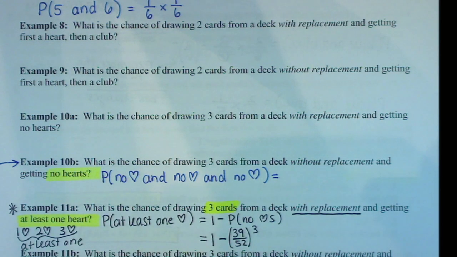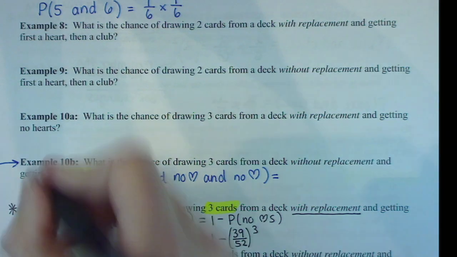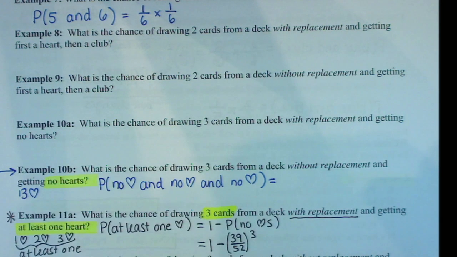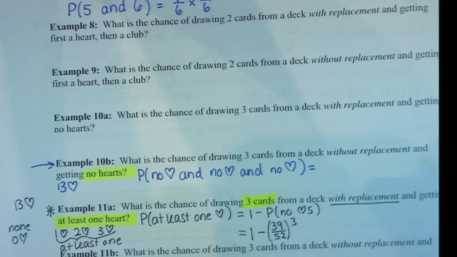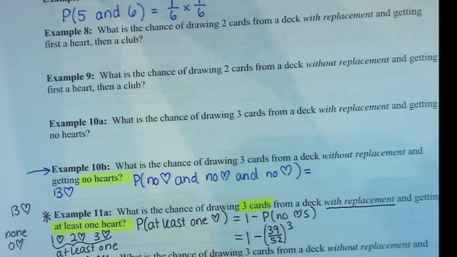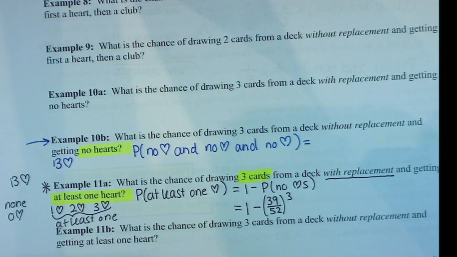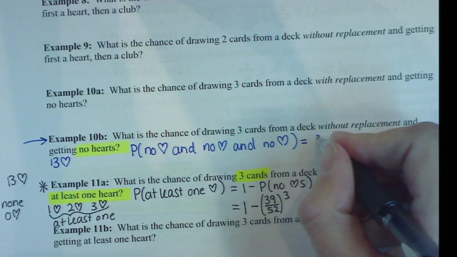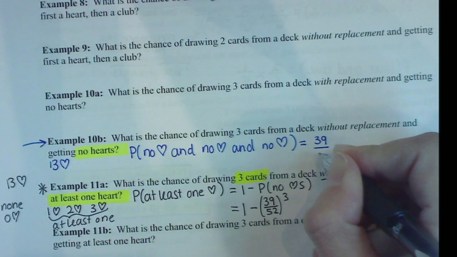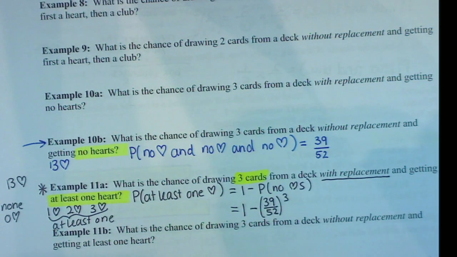What's the chance on my first draw out of the deck that I don't get a heart? Well, there's 13 hearts in the deck, and so the chance of getting a heart is 13 out of 52. The chance of not getting a heart would be everything but that, right? So there'd be, how many would that be? 39 non-hearts. So the chance of not getting a heart is just 39 out of 52 on my first draw.